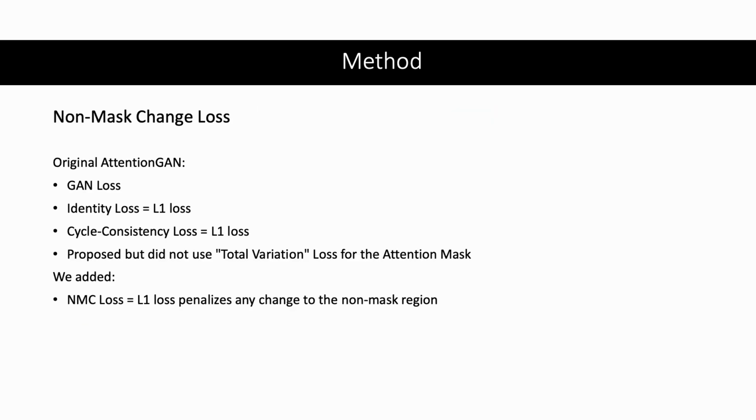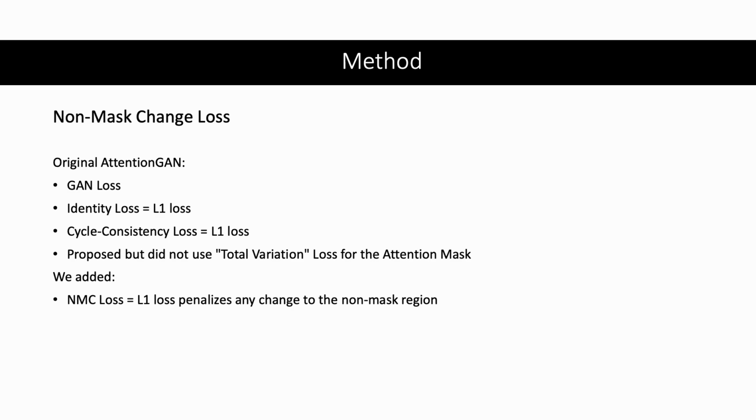Our first improvement to AttentionGAN is the non-mask change loss. The original AttentionGAN loss functions mostly followed CycleGAN. For example, the traditional GAN loss, the identity loss, and the cycle consistency loss are all inherited. AttentionGAN also proposed a loss for the attention mask. It calculates the differences between all pairs of adjacent pixels, sums up these differences, or say variations, and tries to minimize the sum. This is called the total variation loss.